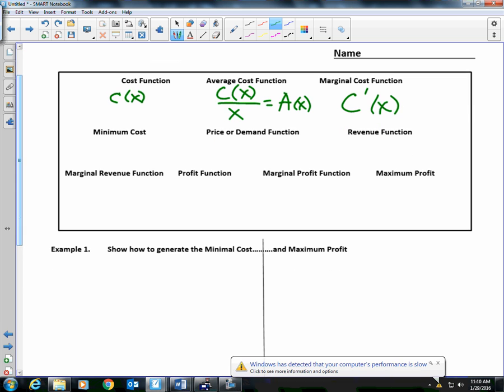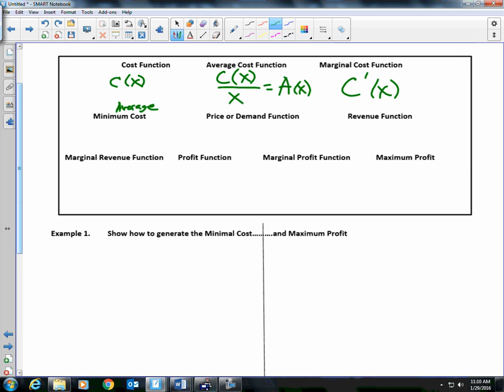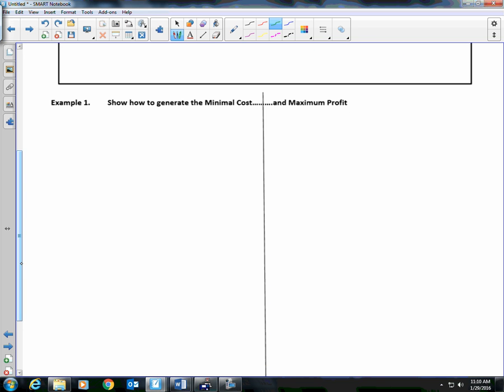So what we want to do in economics a lot of times is minimize cost, minimize average cost. You're going to get all these formulas on the test, okay? You just got to know where to grab them and where to use them. So let's show how to generate minimal cost. We're going to use calculus to do that. You're sitting in economics and you don't even know you're using calculus. They just give you the formulas. The only reason they had them is because calculus was invented.